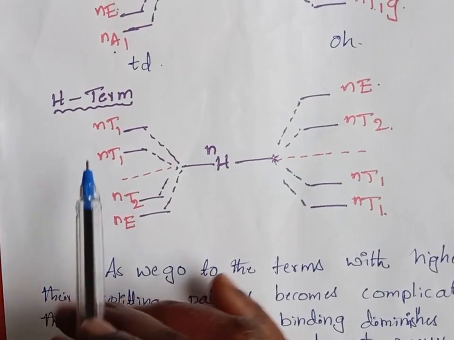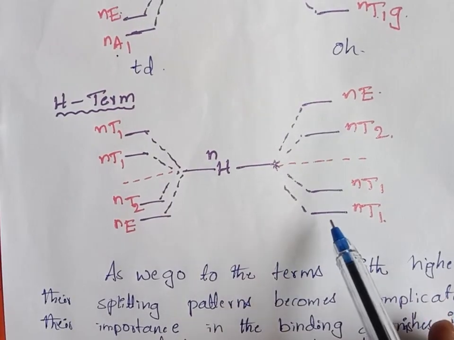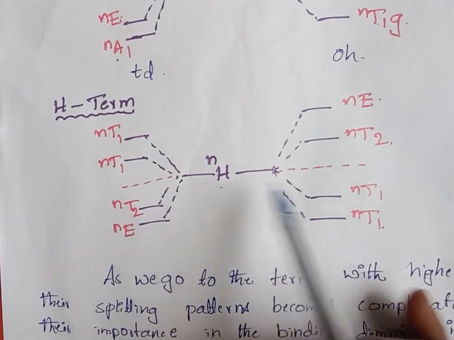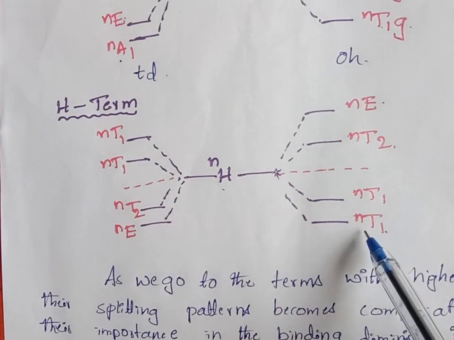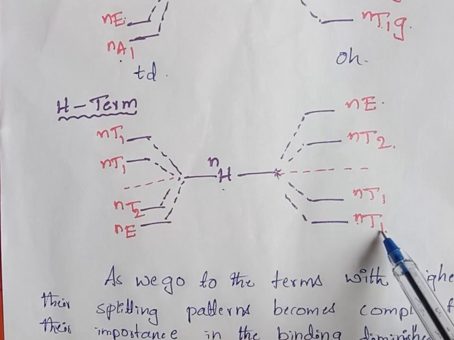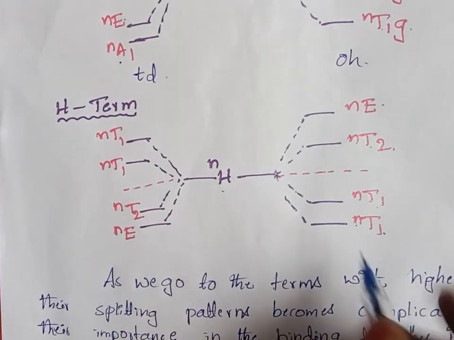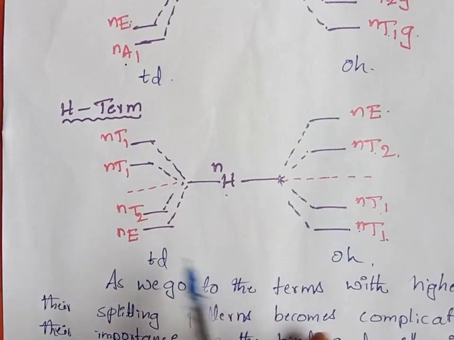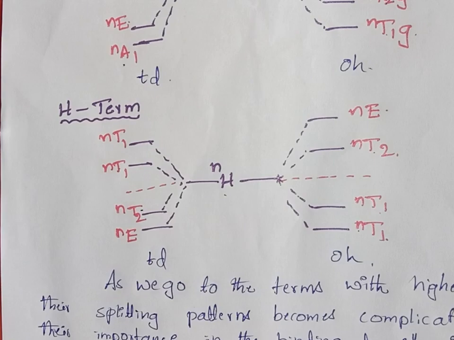For the H term, it also gives four energy levels, or four states. A term splits into states, so these energy levels can be called states. The lowest energy level is T1, again T1, then T2 and E for octahedral, and in tetrahedral the reverse splitting takes place: E, T2, T1 and T1.